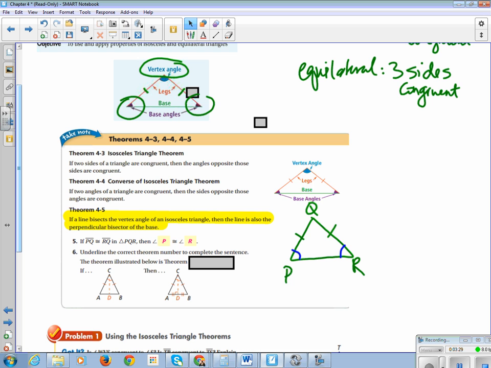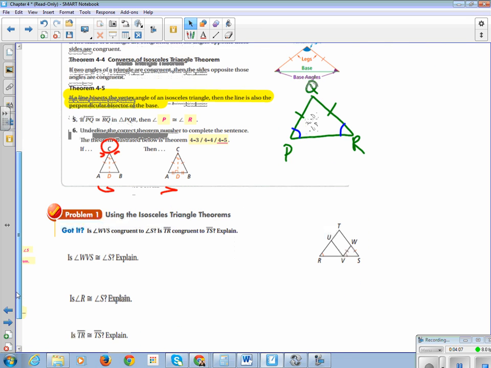And then take a look at this little diagram here. If I have triangle CAB and I got this D, he cuts angle C in half because I got two congruent angles. Then illustrated below is which theorem? Theorem 4-5, because it's the perpendicular bisector guy. It's an isosceles triangle, but there's so much more information.